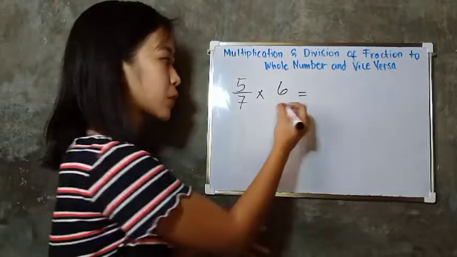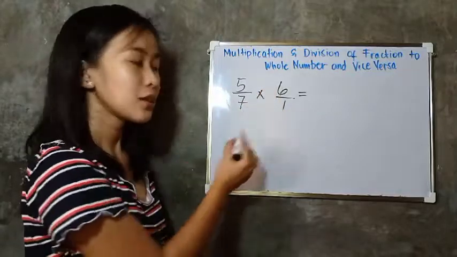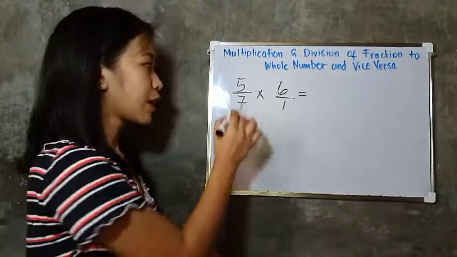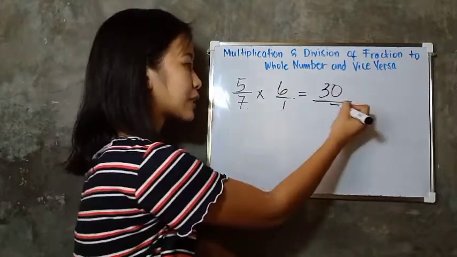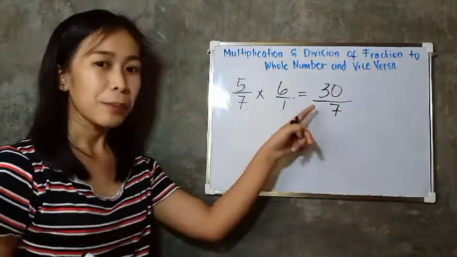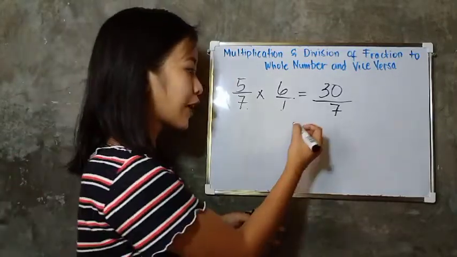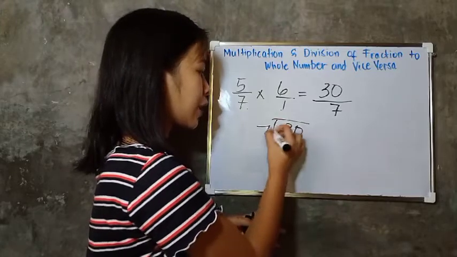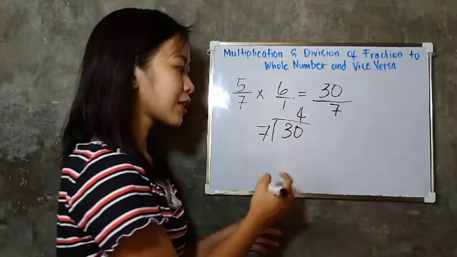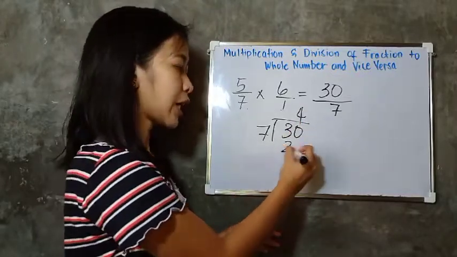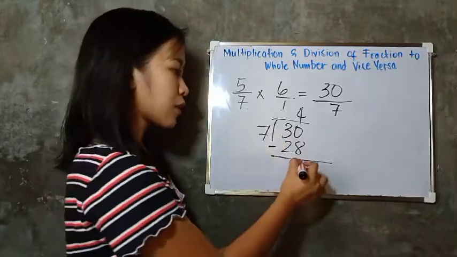Same process, just put denominator of 1 and then multiply numerator to numerator, denominator to denominator. Okay, 5 times 6 is 30 over 7 times 1 is 7. And then, improper fraction, change to mixed fraction. Alright, so divide 30 and 7. Ilan bang 7 meron kay 30? We have 4, right? And 4 times 7 is 28. Okay? And then subtract 30 minus 28 is, of course, 2.